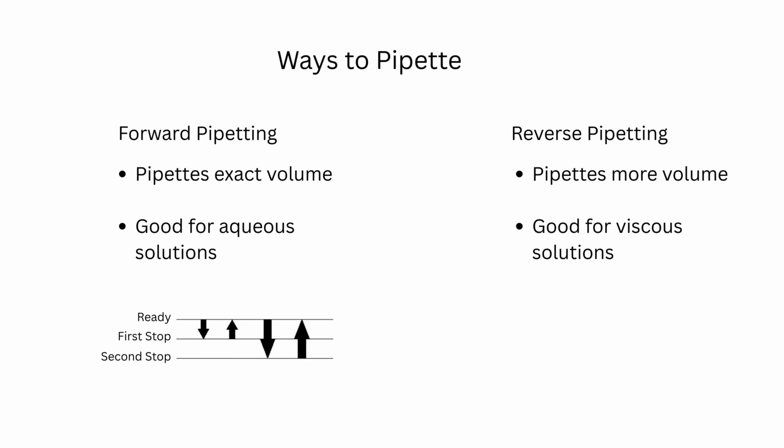Reverse pipetting involves pipetting slightly more sample than needed and is used when pipetting viscous solutions. In this case, the sample is drawn up using the second stop and dispensed using the first stop. Let's look at both pipetting techniques, starting with forward pipetting.